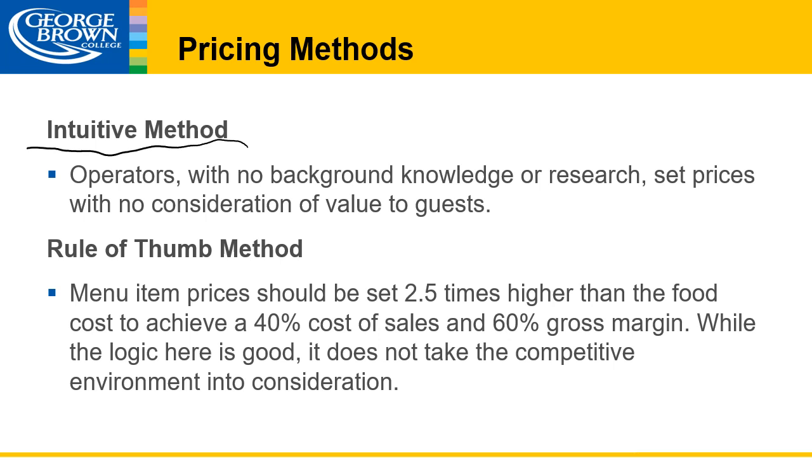Okay, so first of which is the intuitive method. As the name might kind of indicate, this is when business food service owners or managers with no knowledge or research on prices set prices at a level that they think is correct. Okay, so this is just arbitrarily picking a price that you think suits the products.